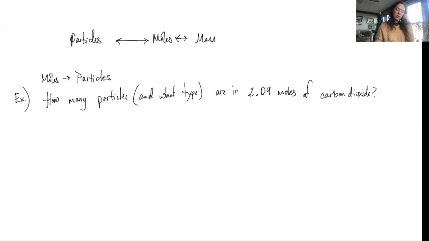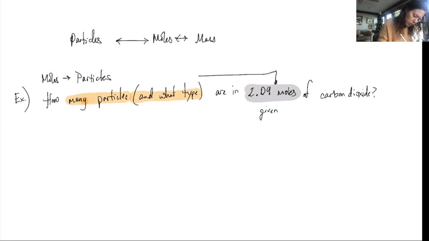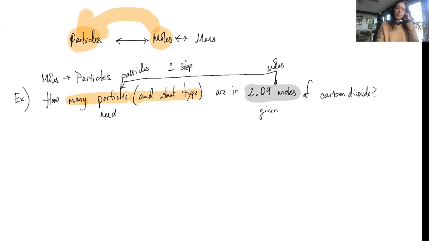Okay, so let's look at what's going on here. We are given the number, right? Go to that first. That's what you're given, right? So we're going to start there. We are asked for particles. And we're asked for what type. So we're going from moles to particles. This is what we need, right? Notice on your roadmap, moles is here, particles is here. That is one step. So this is moles to particles, and it is one step, okay?